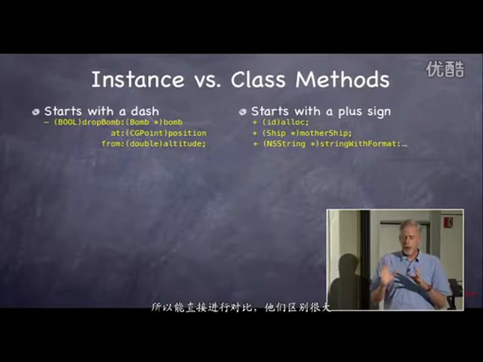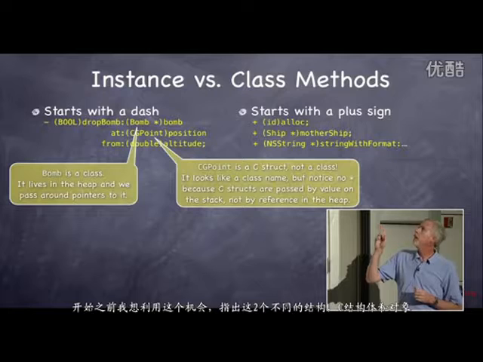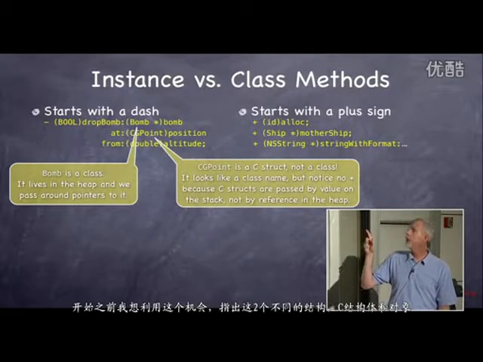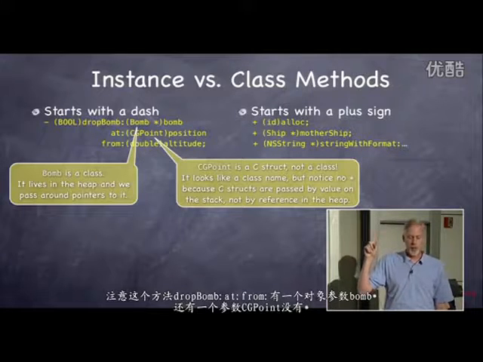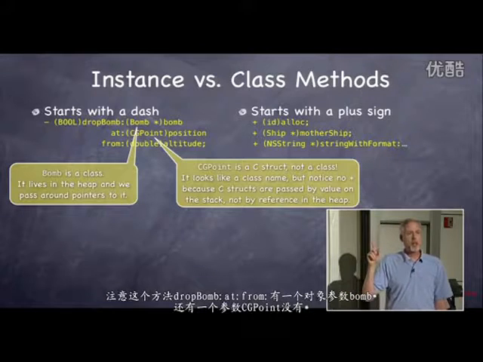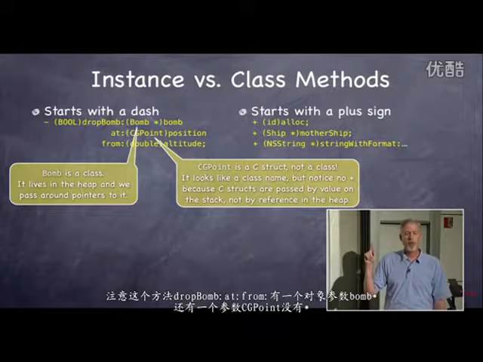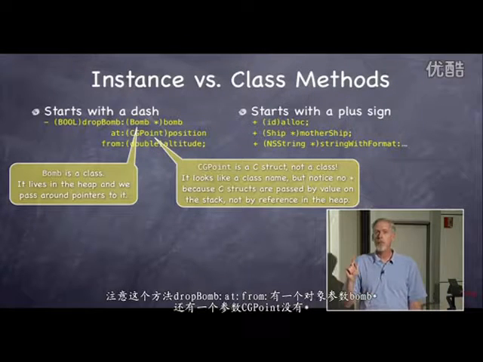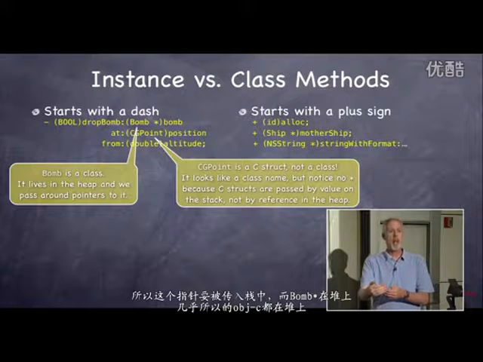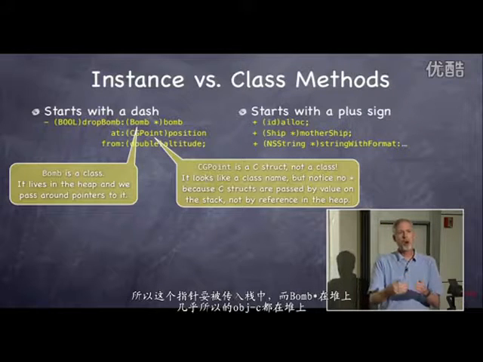They're quite different. Before I get into it, though, I do want to use this opportunity to point out again the difference between C structs and objects. Notice this instance method, drop bomb at from, has one argument that is an object, and it says bomb star, and another argument which is a CG point, and that does not say CG point star. So that point is being passed on the stack, right inline there, whereas bomb star is being passed via pointer.